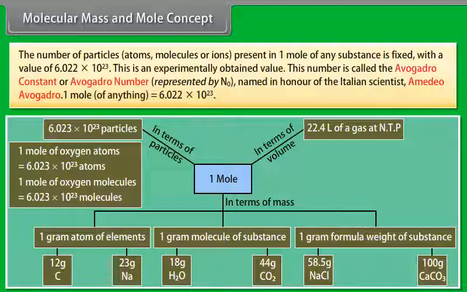This number is called Avogadro constant or Avogadro number, represented by N0, named in honor of the Italian scientist Amedeo Avogadro. 1 mole of anything is equal to 6.022 into 10 raised to the power 23.